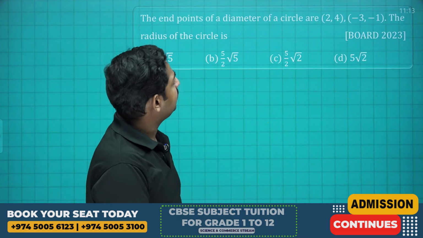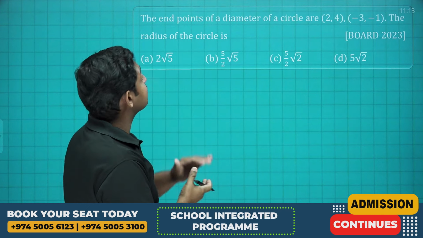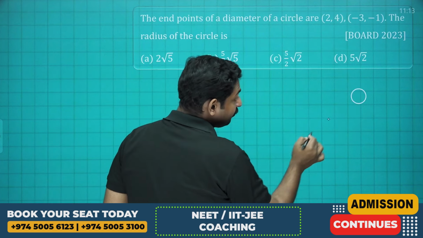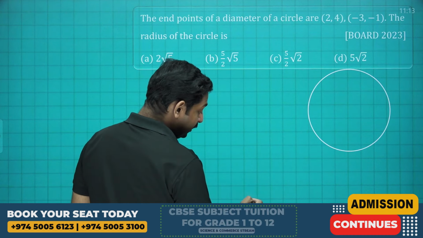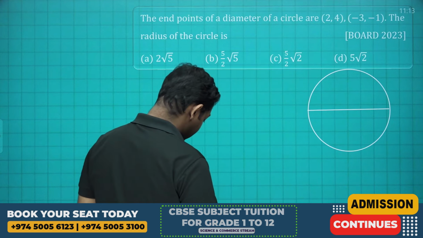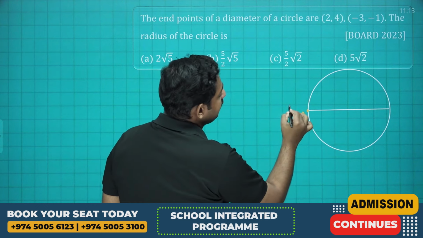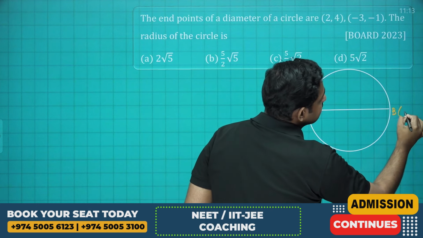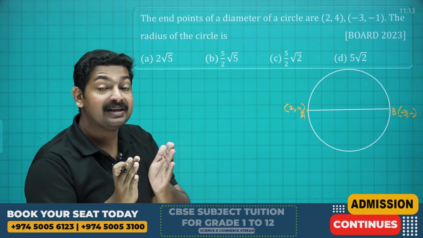The endpoints of a diameter of a circle are (2, 4) and (minus 3, minus 1). We need to find the radius of the circle. Suppose this is a circle and the endpoints of the diameter are given. Consider this the diameter of the circle. Suppose the endpoints are A, with coordinates 2, 4, and B, with coordinates minus 3, minus 1. These are the endpoints of the diameter, and we need to find the radius.